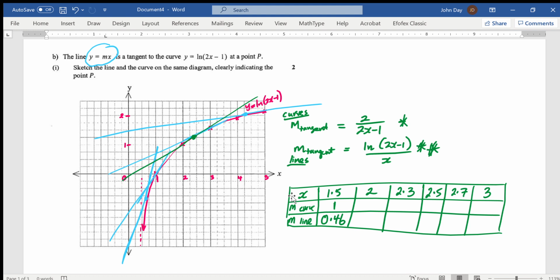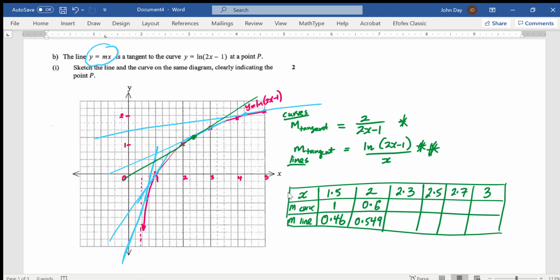So from the curve's point of view, that's the first asterisk formula. It's 2 on 4 minus 2 on 3. It's 0.6 with the dot. And from the tangent's point of view, 2 times 2 is 4, minus 1 is 3. It's natural log of 3 divided by 2, 0.549. We're getting closer together, but still no good. All right, let's go up to 3.